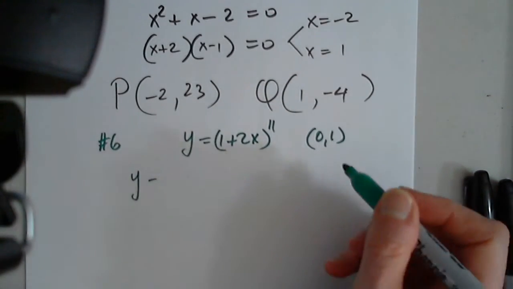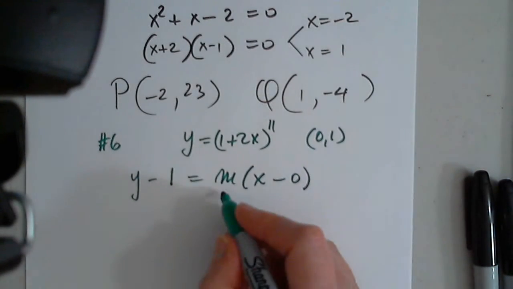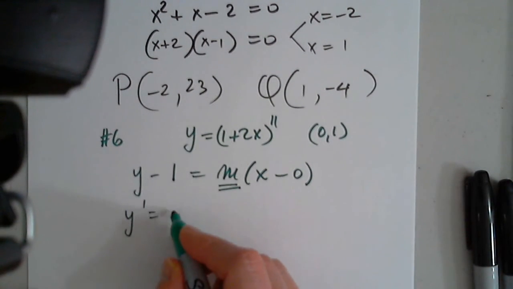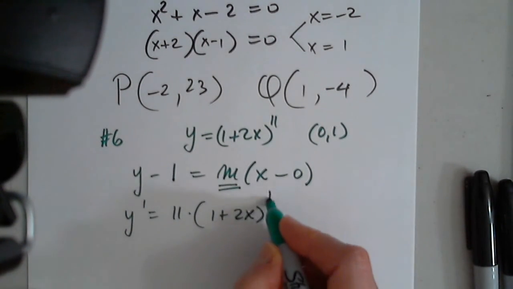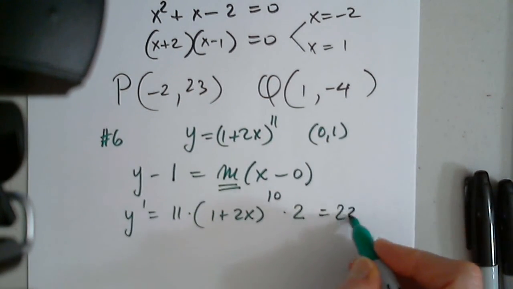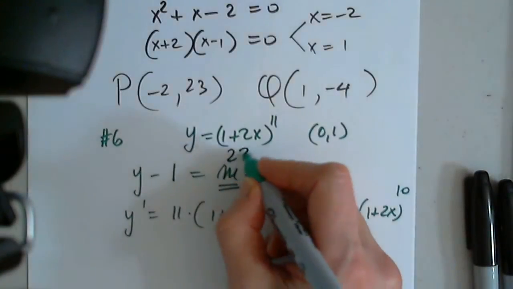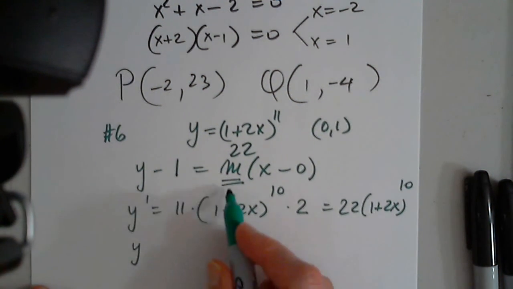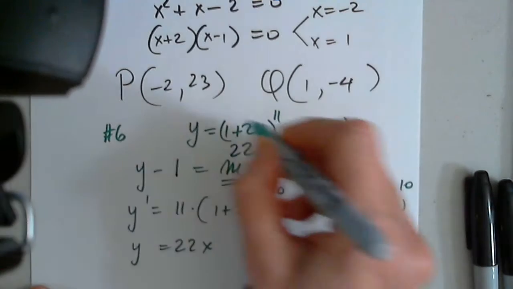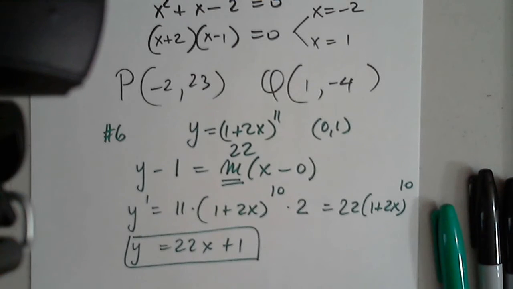So we have y minus y1 equals the slope times x minus x1. But I need to determine this by finding y prime, which is 11 times (1 plus 2x) to the 10th power times 2. And I have to plug in 0 here. So this is 22 times (1 plus 2x) to the 10th, and when I plug in 0, I get 22. So then y equals 22x, and then I add 1. I wouldn't say all problems, but 99% of them will just have 2-3 lines.